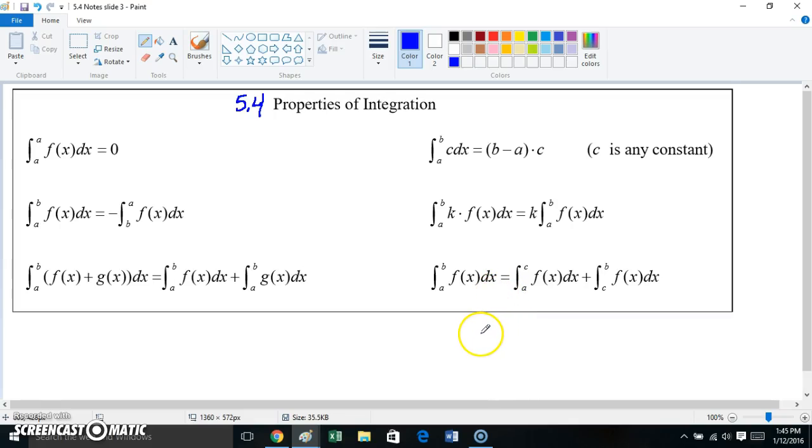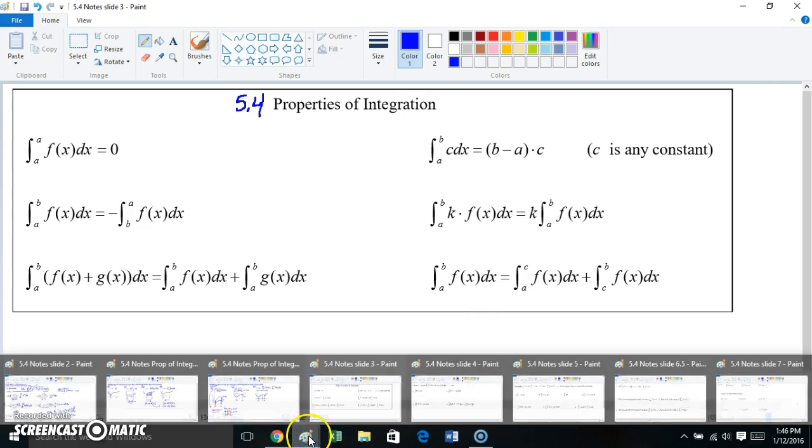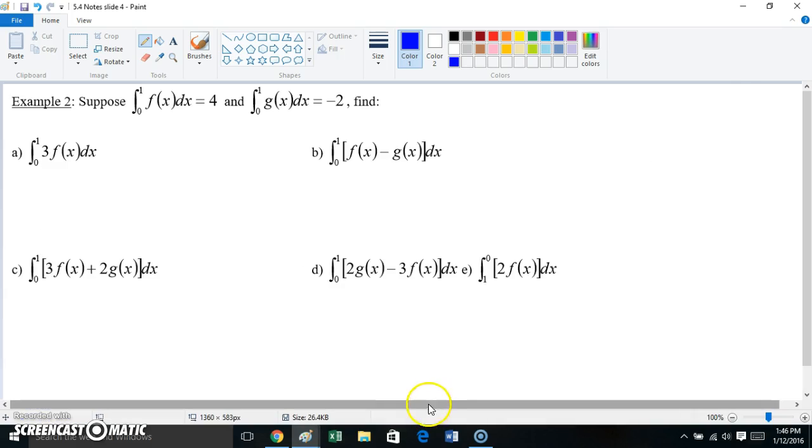In this video, we're going to look at using the properties of integration to evaluate integrals. Here we have example 2. Suppose the integral from 0 to 1 of f of x dx is 4, and the integral from 0 to 1 of g of x dx is negative 2. Find the integral from 0 to 1 of 3 times f of x dx.